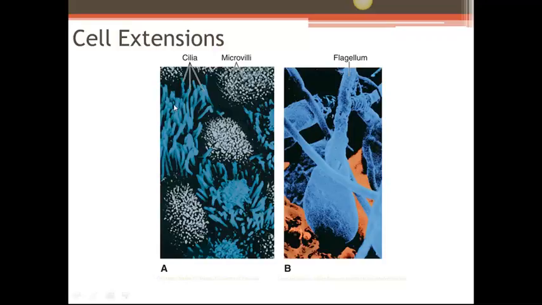Here's a picture of cilia, which is most commonly in the respiratory tract and helps move mucus upward, and microvilli. We also have flagellum pictured here, and the only flagella in the human body is the sperm. Flagella are a single projection extending from the cell surface. They are much larger than cilia. They are, so to speak, tails of sperm cells.